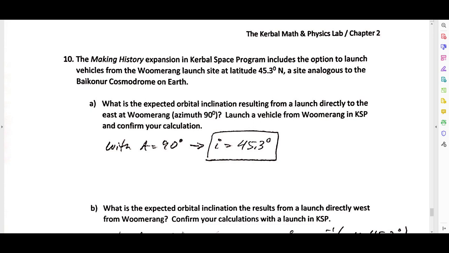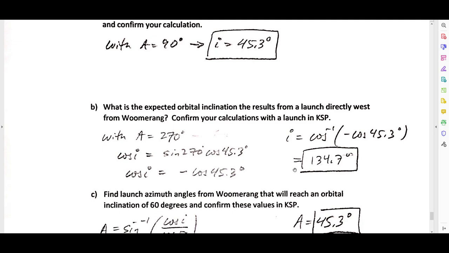So I can immediately say that if I launched at 90 degrees azimuth from Woomerang, we will get exactly the same inclination as the latitude. So the inclination will be about 45.3 degrees. Another one that I'll do in KSP is part B. What's the expected orbital inclination that results from a launch directly west from Woomerang? So if you have an azimuth of 270 degrees, that's a directly west launch. And that'll lead us to an inclination of about 135 degrees. So I'll do that one, also confirm that in KSP.